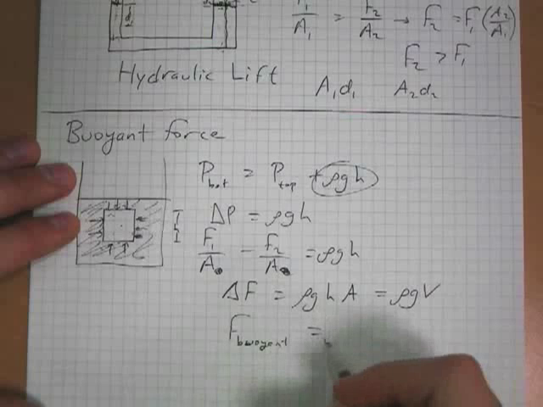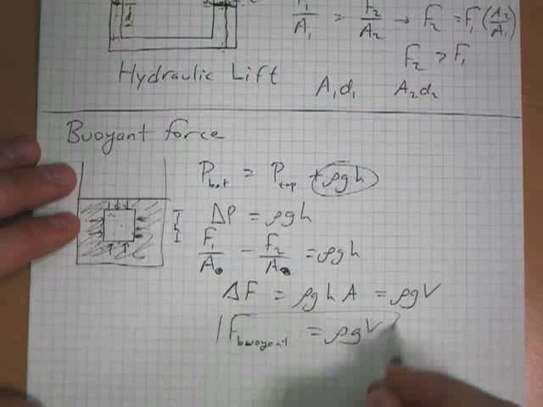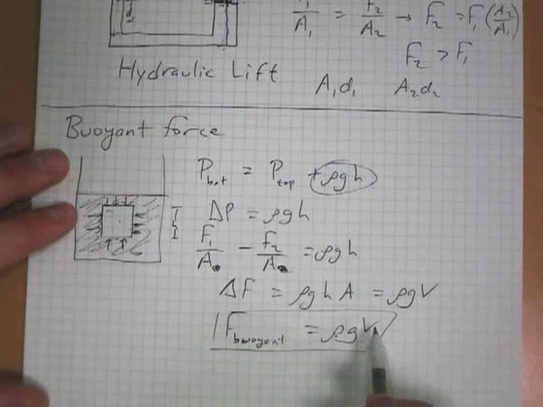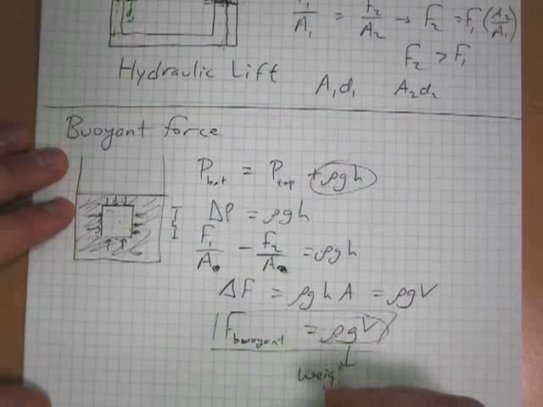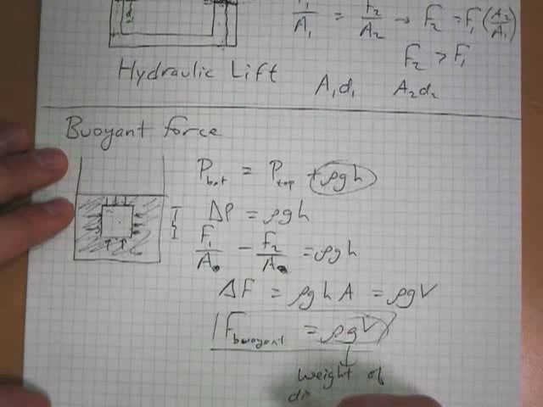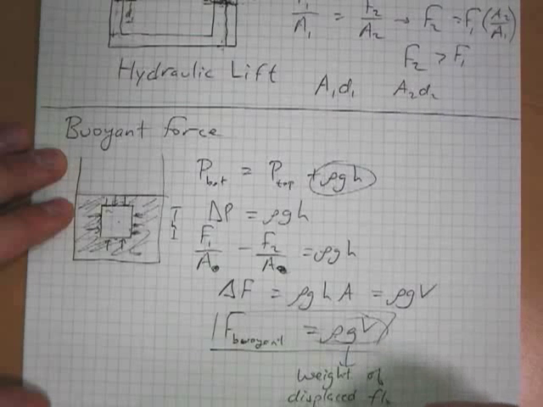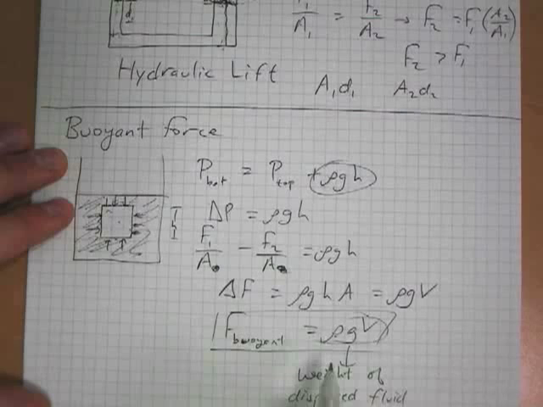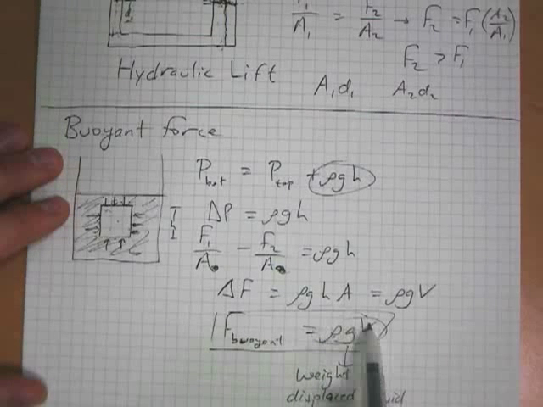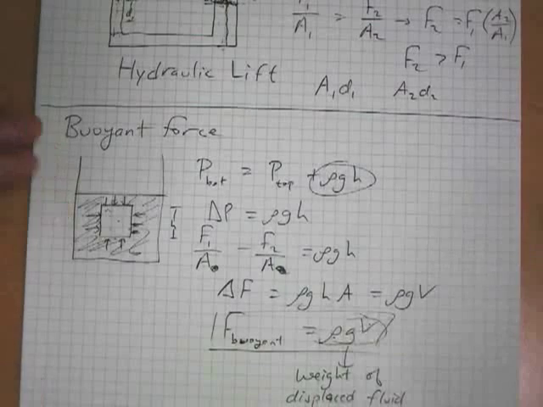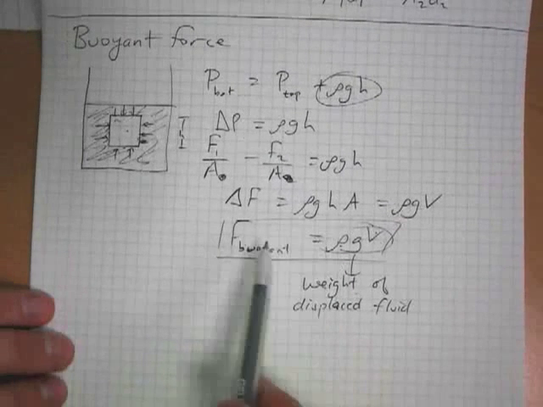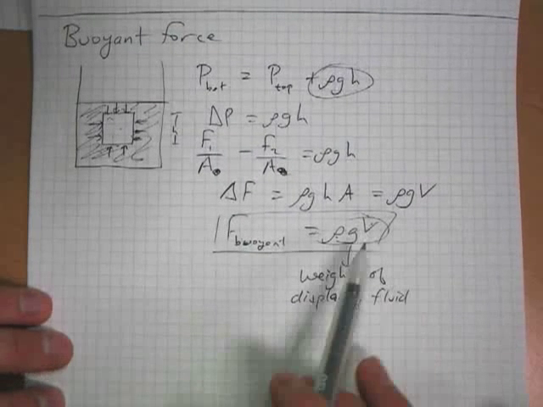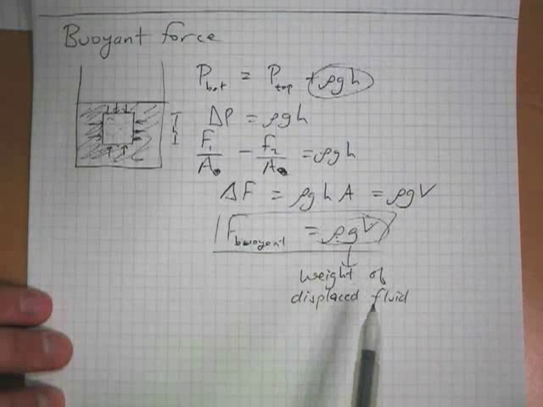So whenever an object is submerged in a fluid, there's an upward force equal to its density times gravity times volume. Now notice this right here is the weight of the displaced fluid. So however much, rho times V is the mass of the fluid, and multiplying that by g gets us the weight. This rho g V is the weight of the displaced fluid. So the buoyant force isn't dependent on the weight of the object, but rather on the weight of the fluid that is displaced.